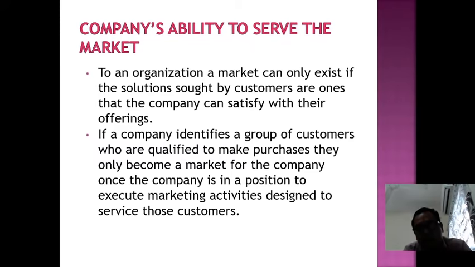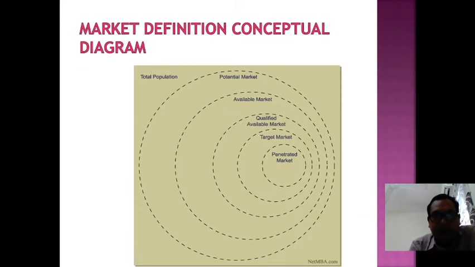So, companies' ability to serve a market. To an organization, a market can only exist if the solutions sought by customers are ones that the company can satisfy with their offerings. And if a company identifies a group of customers who are qualified to make purchases, they only become a market for the company once the company is in a position to execute marketing activities designed to service those customers. So you can see here from the conceptual diagram that we have.